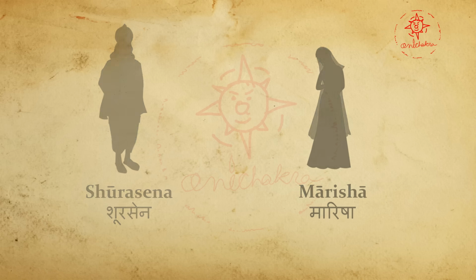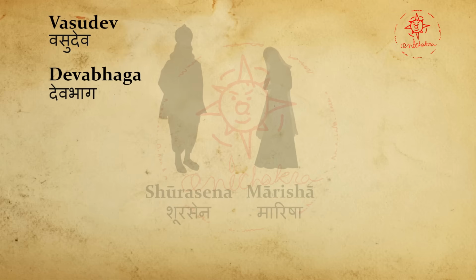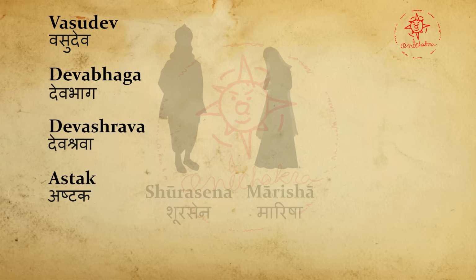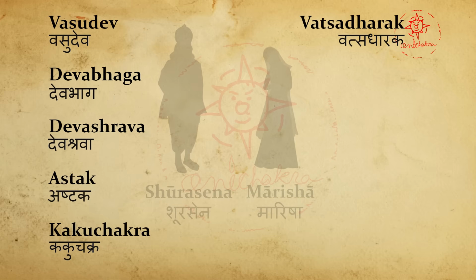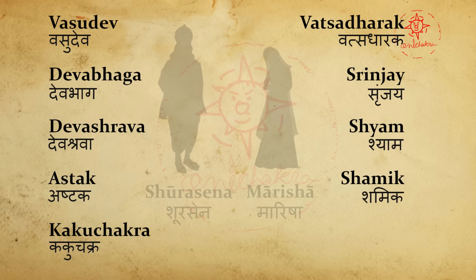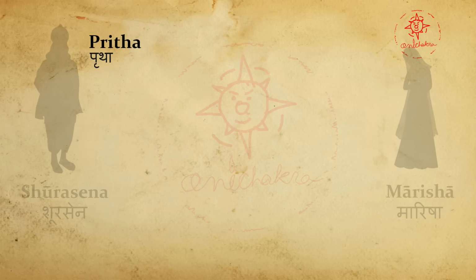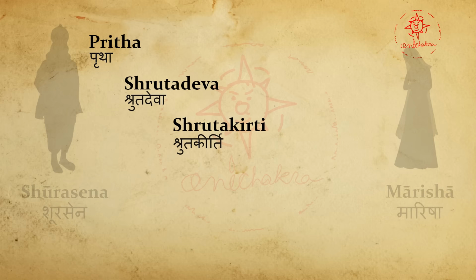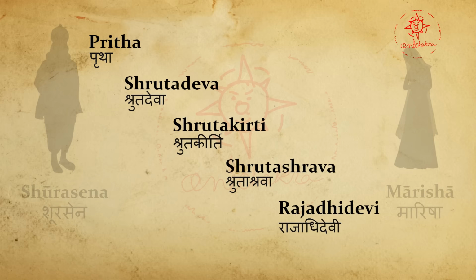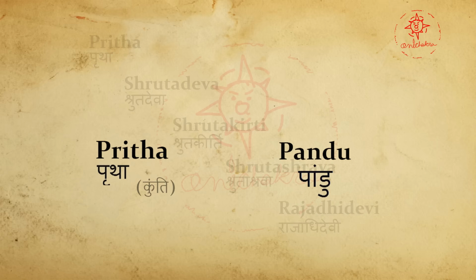They were Vasudev, Devbhag, Devasrava, Ashtak, Kakuchakra, Vatsadharak, Srinjay, Sham, Shamik, and Gandush. They also had 5 daughters. They were Pritha, Srutadeva, Srutakirti, Srutasrava, Rajadhi Devi. Pritha married Pandu, who was the acknowledged father of the Pandavas.